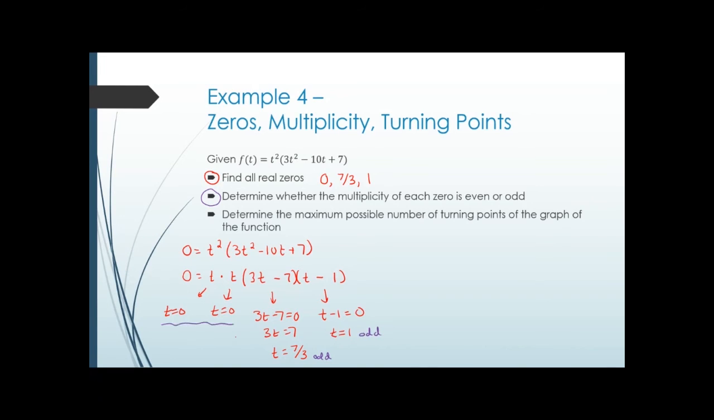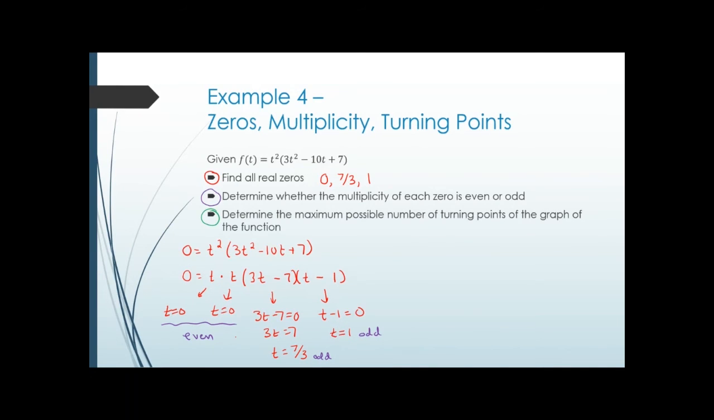However, when we solved, we got t equals 0 twice. Because basically it had t squared, and if t is 0, that's 0 squared. It shows up twice, so that is even multiplicity. What that means is that when we graph this, it's going to bounce off of 0 on the x-axis, and it's going to go through 7/3 and 1.